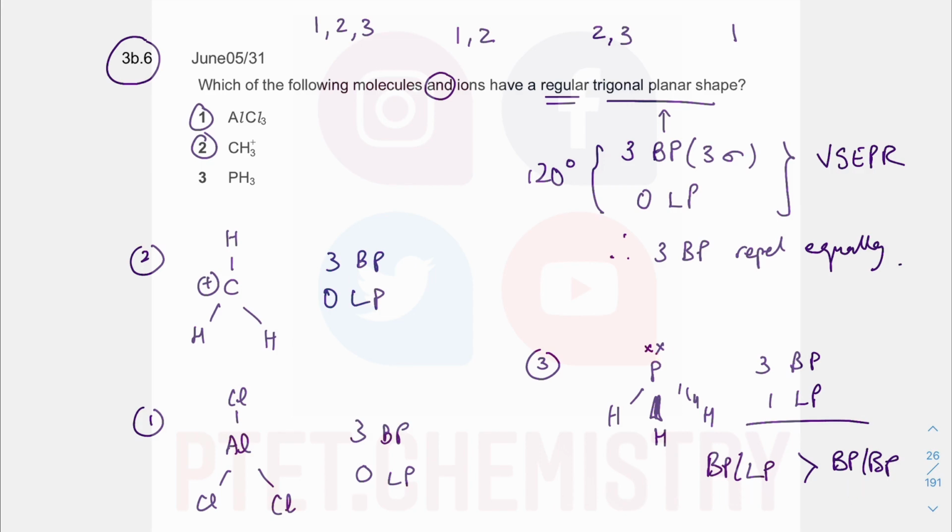But there's only 1 lone pair, so there's no point talking about lone pair repulsion when you don't even have it in your molecule. And that's the danger in theory paper, where students just write whatever they know without even relating to the question itself, yeah?